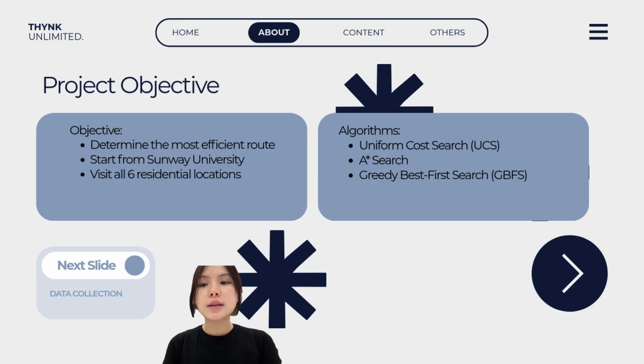The objective of this assignment is to determine the optimal route that visits all 6 group members' residential locations, starting from Sunway University. To achieve this, we evaluate and compare 3 search algorithms, which are uniform cost search, A-star search, and greedy best first search.